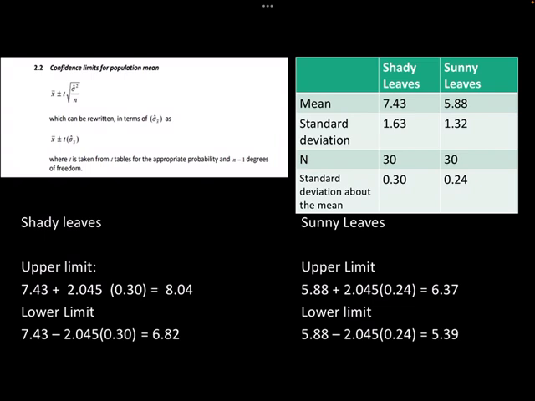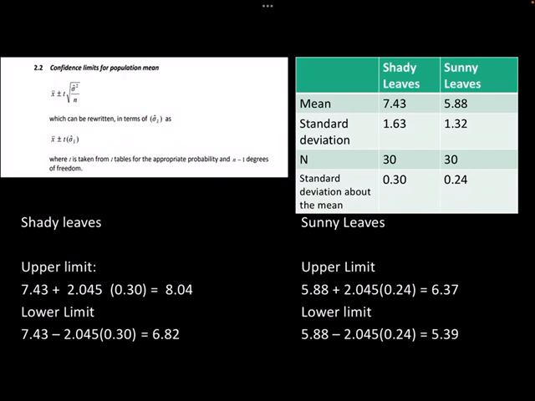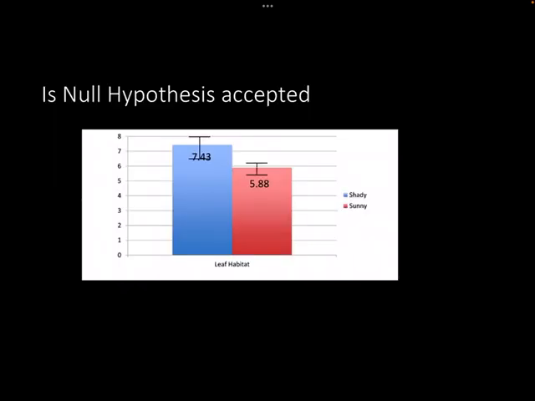So again, you could be asked to draw this onto a graph, or even looking at the values, if you look at the upper and lower limits, the lower limit for the shady leaves and the upper limit for the sunny leaves, do any of them overlap? The lower limit for the shady leaves is 6.82. The upper limit for the sunny leaves is 6.34. So from looking even at those two results, there would be no overlap between the lower limit of the shady leaves and the upper limit of the sunny leaves. And you can see in this graph that there is no overlap.